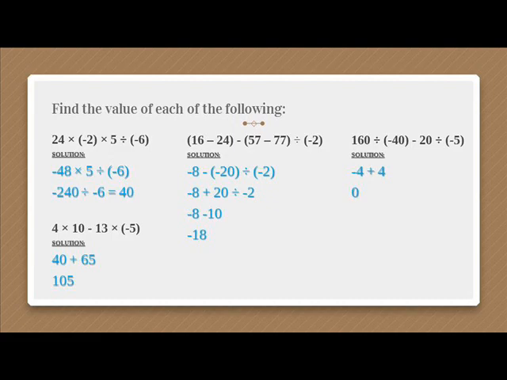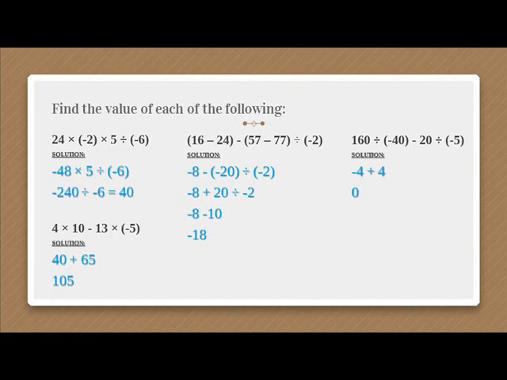The second one, 4 into 10 minus 13 into minus 5. First of all we will multiply the terms, that is 4 into 10 is 40 and minus 13 into minus 5 is 65. So we have 40 plus 65, that equals 105. Final answer.